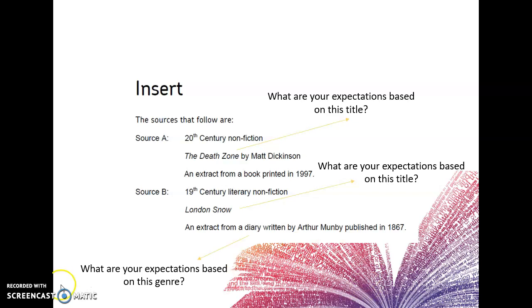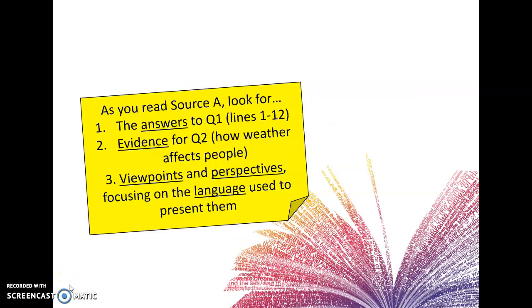Okay, first thing you're going to do, Year 11, is you're going to read source A, and when you read source A, you're going to do these 3 things. You're going to look for the answers to question 1, which I'm going to tell you more about in a second. You're going to look for evidence for question 2, and if you look in your pack, you can see that question 2 is asking you about how the weather, so there's your common theme between the 2 texts, how the weather affects people differently in those 2 texts. And then you're also going to look for any viewpoints or perspectives that are being expressed, and thinking about the language that is being used to present them.